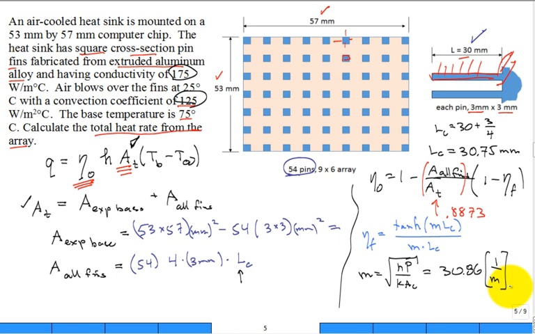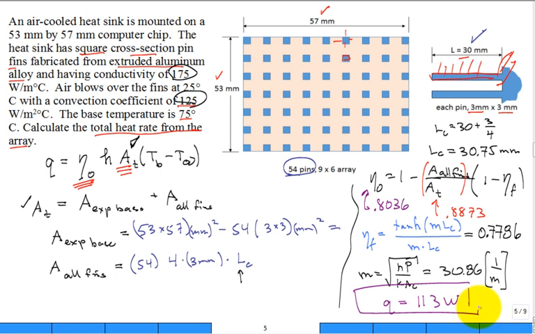We then multiply by L sub C, and we calculate that the efficiency of one fin is around 0.7786, which then allows us to go back and get the overall efficiency for that finned array to be about 0.8036, about 80%. And this problem's over because you finally just calculate Q, 113 watts. Done.